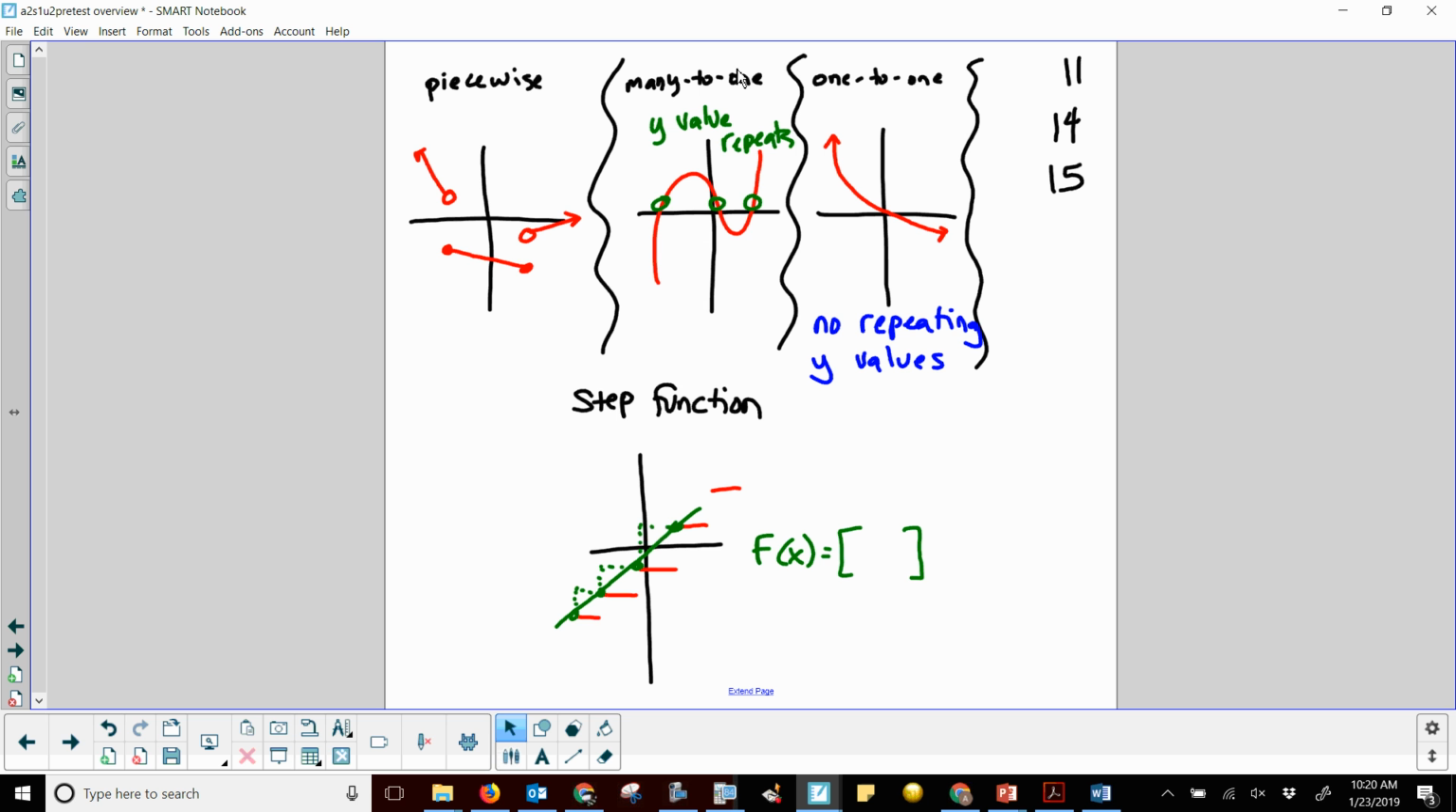A many to one graph means actually, and if I go back, hold on a second, it actually means that I can have multiple y values.